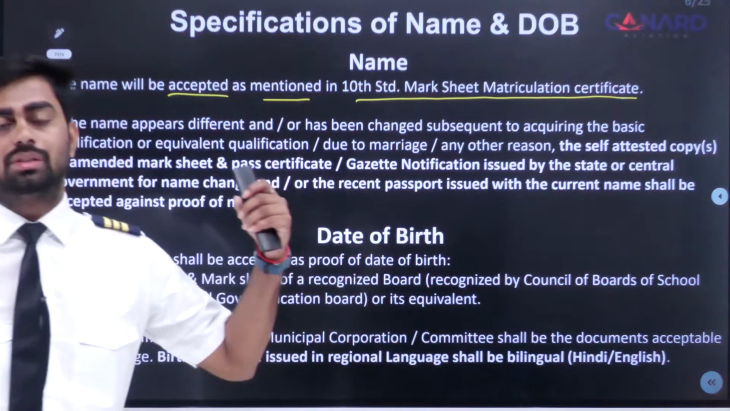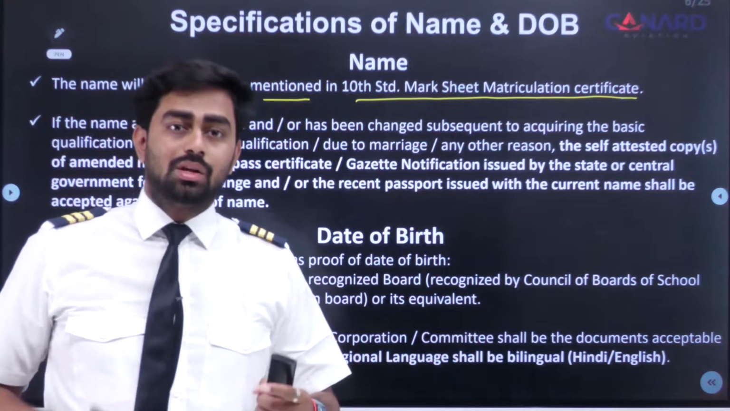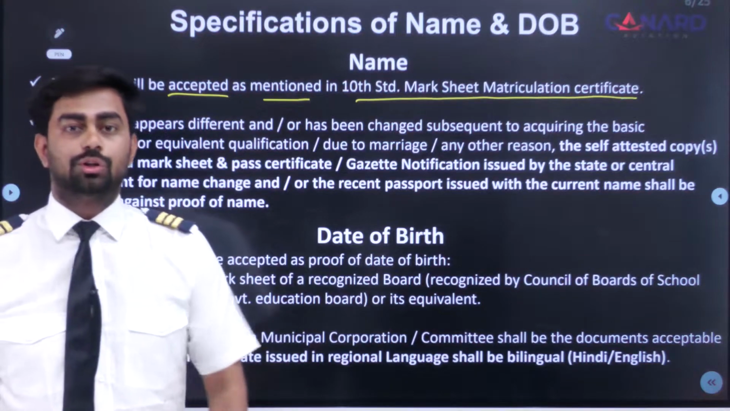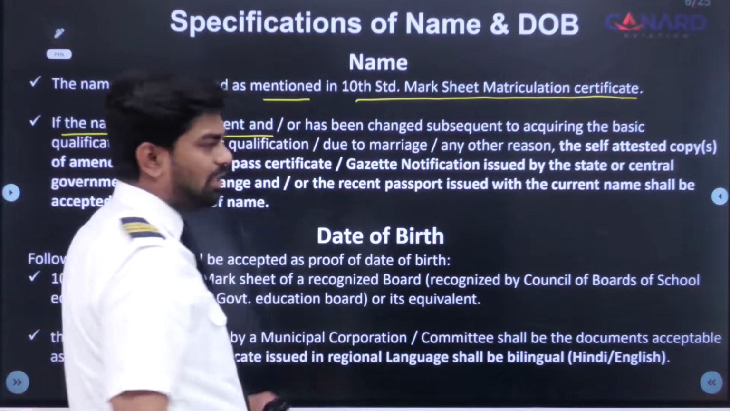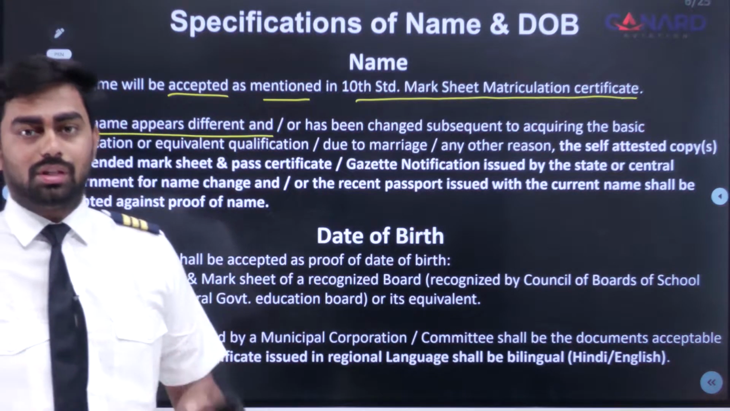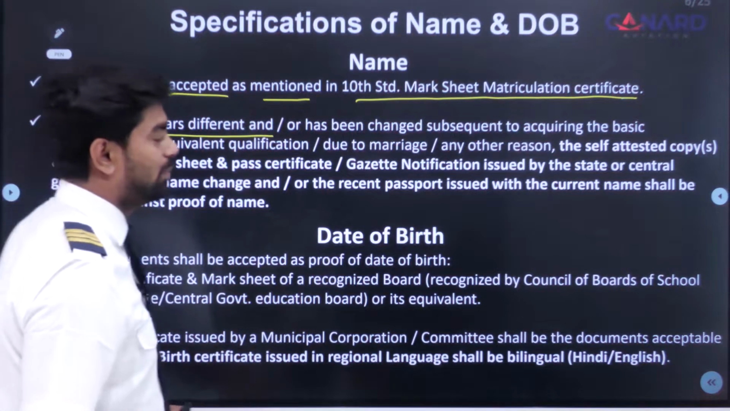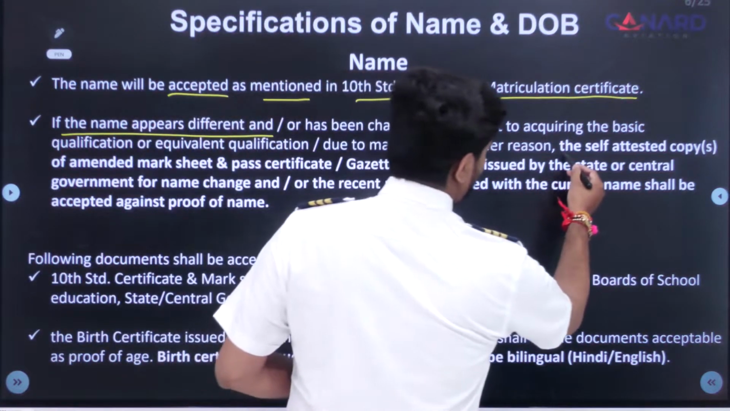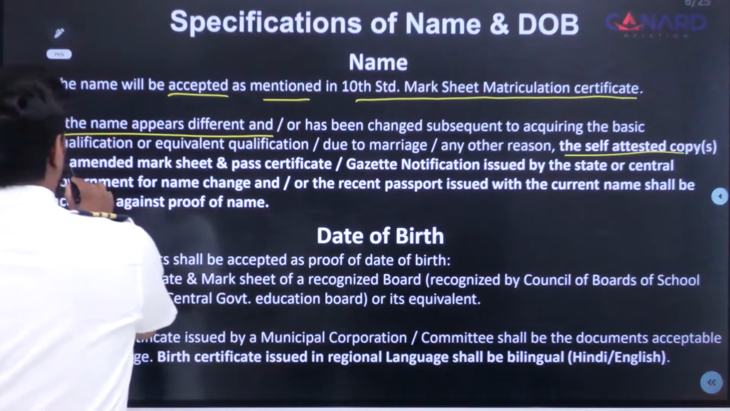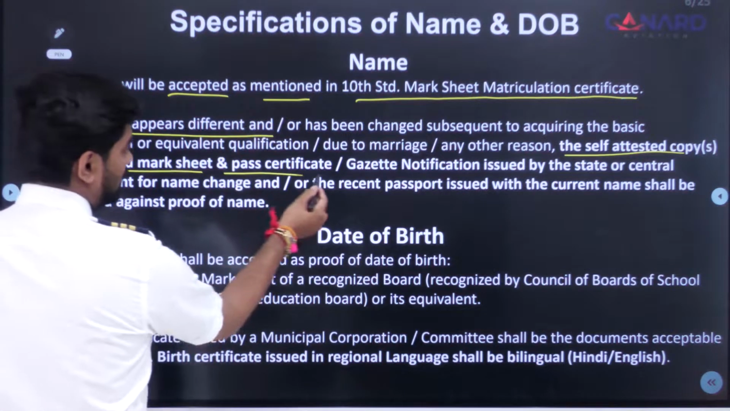Whatever is written on your 10th certificate, that will be the name. You would be getting it onto your computer number. If the name appears different, or if there are any changes in your name, what documentation will you need? Either you can self-attest a copy of the amended mark sheet or a passing certificate.